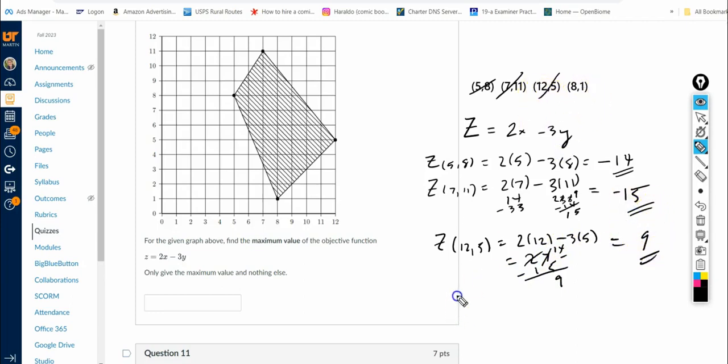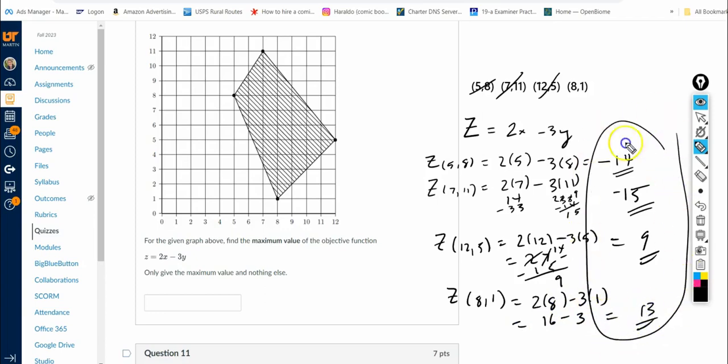And then I'm going to have 8 and 1. So 2 times 8 minus 3 times 1. 16 minus 3, which is going to be 13. Now, of these 4, the maximum is 13. So the maximum value is 13. It says only give the maximum value and nothing else. So I'm going to do that.